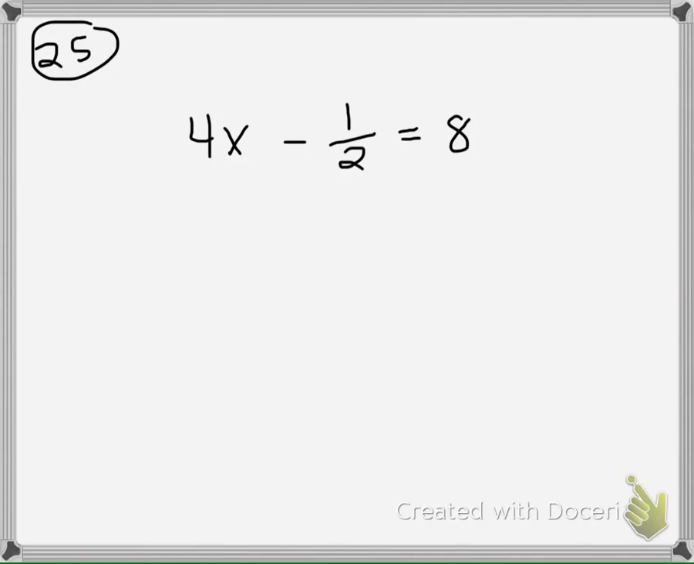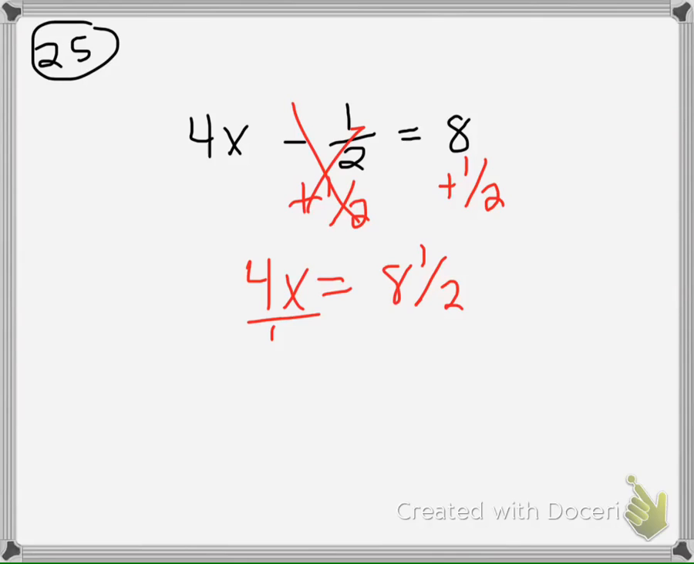Okay, number 25. Hopefully you guys didn't get stumped on this just because there's a fraction. Okay, again, I want to get x by itself, and I need to get rid of what's being added or subtracted with the x, which is this minus 1/2. So I'm going to do opposite and add 1/2. 4x equals, and then 8 plus 1/2 is just 8.5.